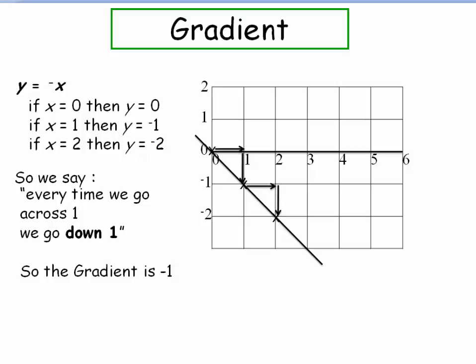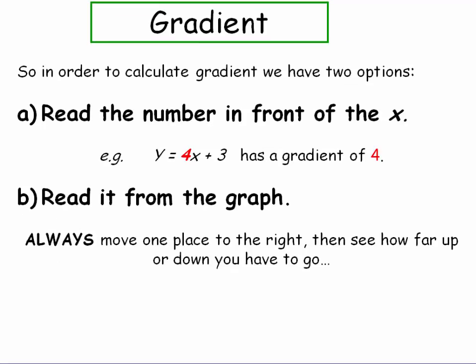Here we have a negative gradient. So every time we go across 1, we go down 1. And that gives the line a negative gradient. So to get the gradient, we read the number in front of the x, and we can read it from the graph.